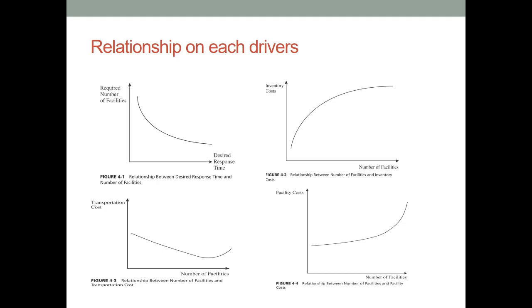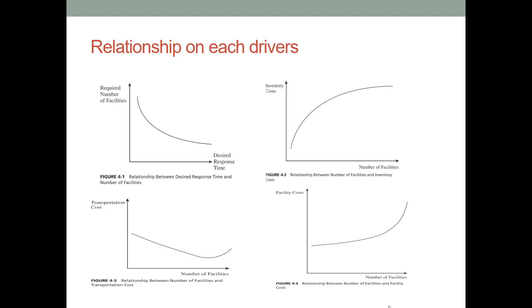In here, the relationship we can see is that the more facilities, the transportation cost will reduce. Why? Because when you have more facilities, which are nearer to the customer, the distance is shorter, so the transportation cost is less. But when it reaches a certain point, which we call the economies of scale, if the company keeps adding facilities, the cost will increase.